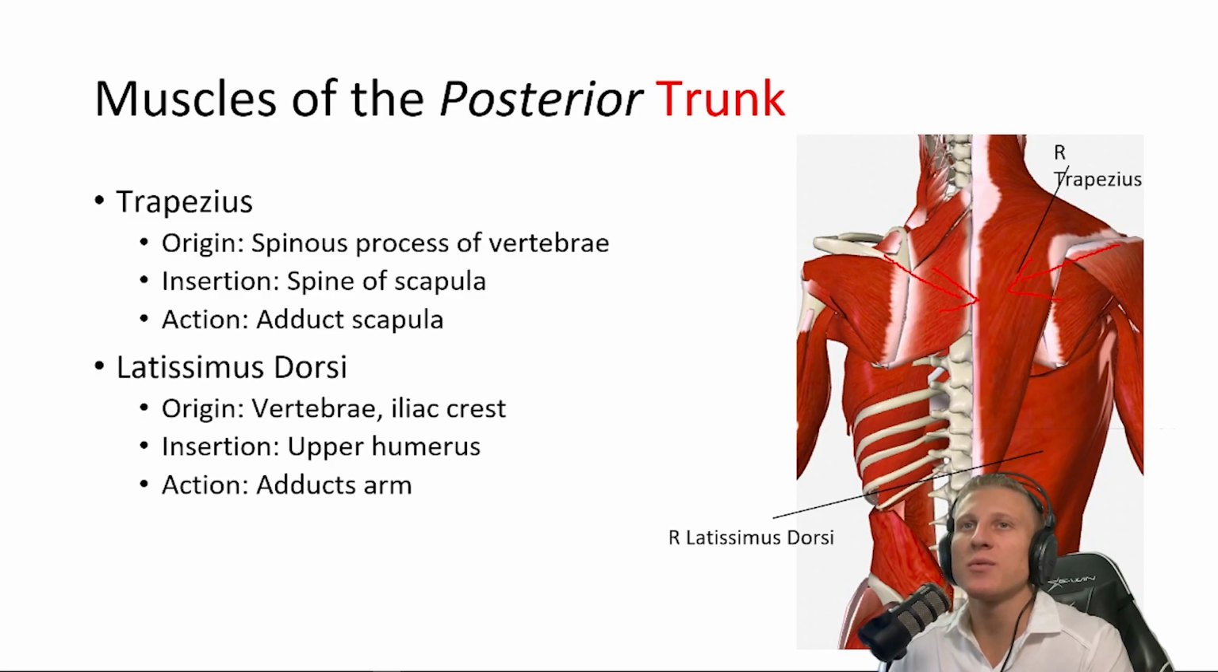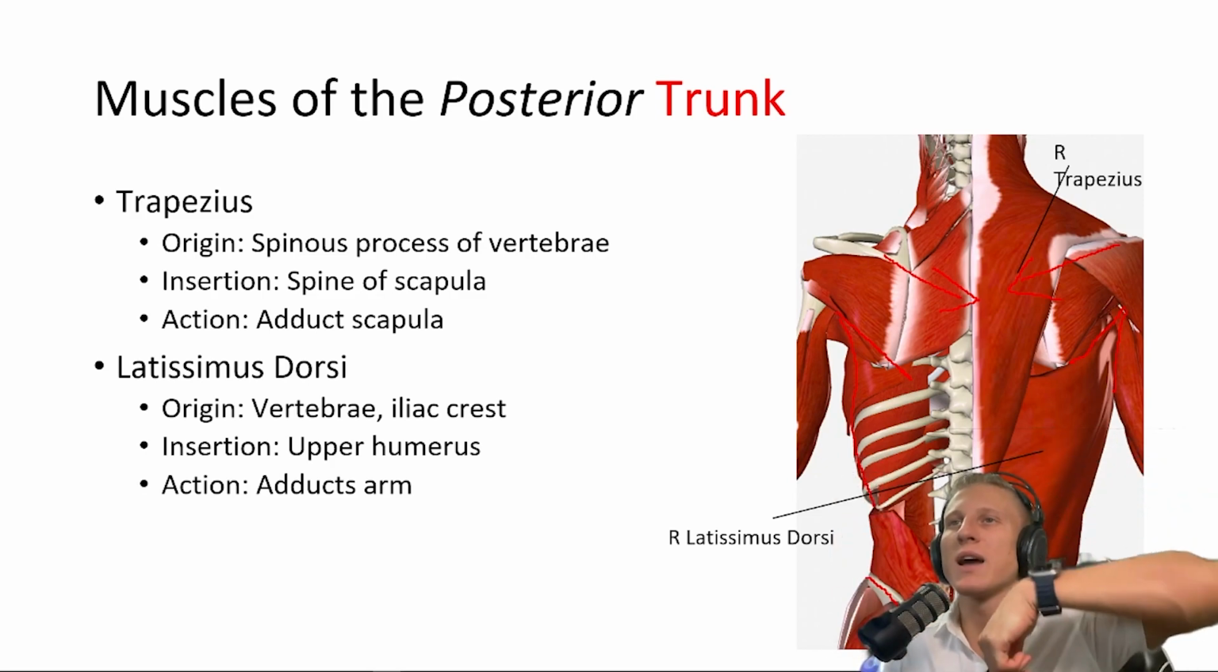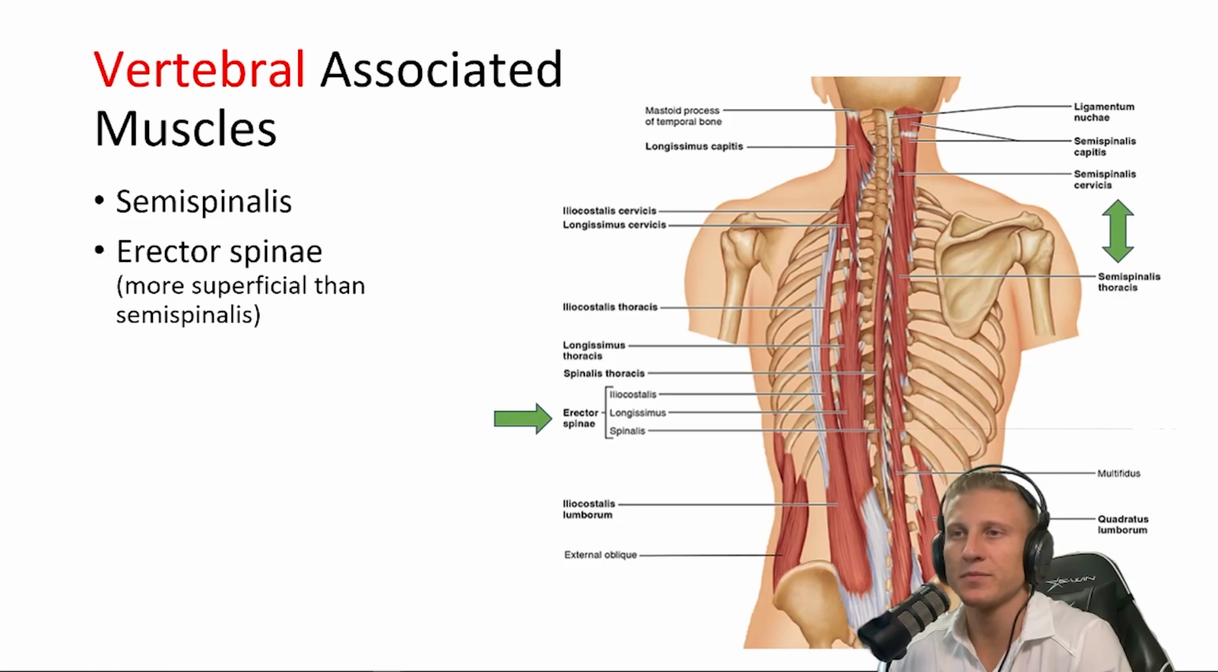Latissimus dorsi, origin is on the vertebrae and the iliac crest. Okay, so this is the iliac crest of the coxal bones of your hips. So it is attaching there, as well as on your vertebrae along here. And then insertion is on the upper humerus. It's kind of hard to visualize, but it's basically up in this region right here. It's deep to what we're currently looking at, but it's up in that region. Again, think of doing a pull-up. You need to pull down your humerus in order to do that.